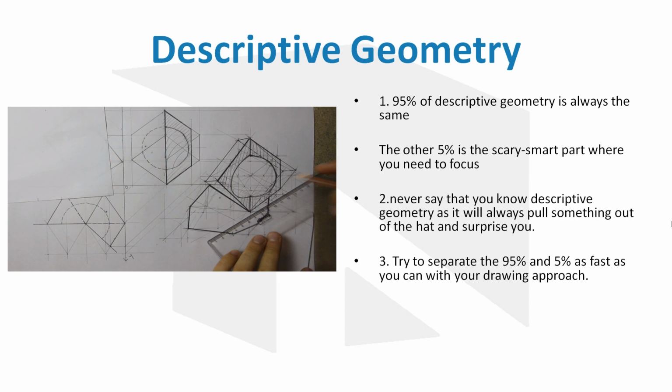Basically 95% of descriptive geometry is always the same, so it's the drawing part, okay? But the other 5% is the scary part where you need to problem solve. For instance, we've got a cube on a spatial diagonal on the left hand side.